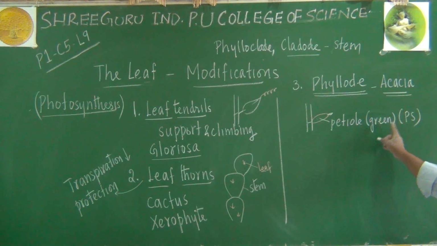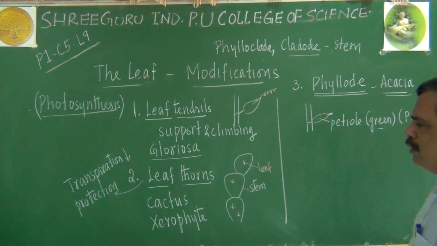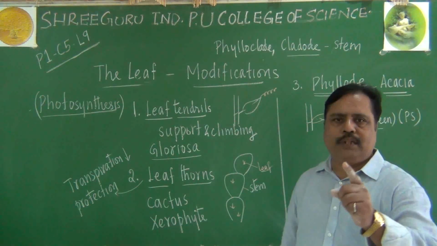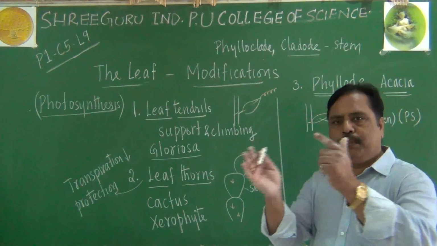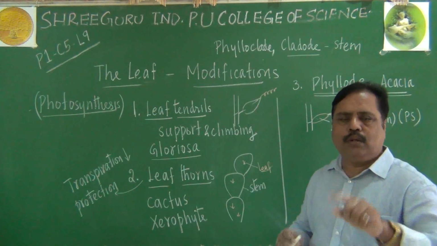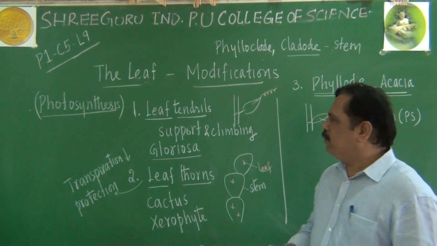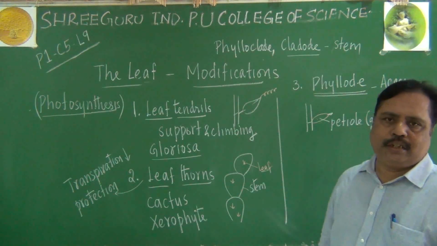Petiole is performing the function of leaf and it will become green in color. What is petiole? Stalk of the leaf. Stalk of the leaf is called petiole. That will become widened and that will become green in color. That will undergo photosynthesis. Okay, that is the third important type of leaf modification.